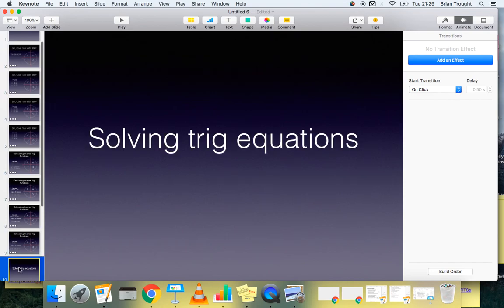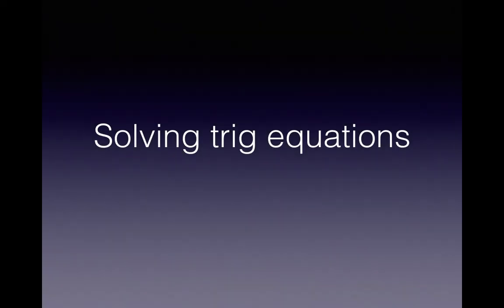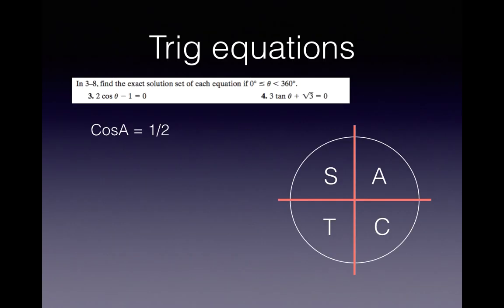Okay, so the second thing we need to do is solving trig equations. So look at this one. There are two questions, I'll do both. It says, find the exact solution set of each equation if the angle is between 0 and 360 degrees. And the first one, question 3, 2 cos theta minus 1 is equal to 0. Now, I've changed cos theta to cos A because I can't put a theta on this computer, and I've solved for it already. Cos A is equal to a half.